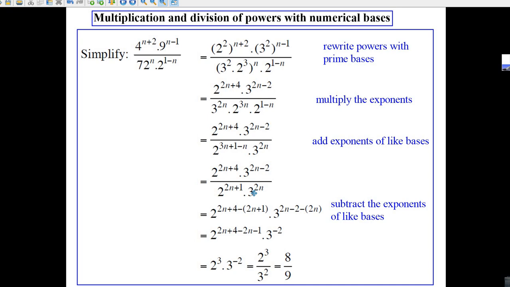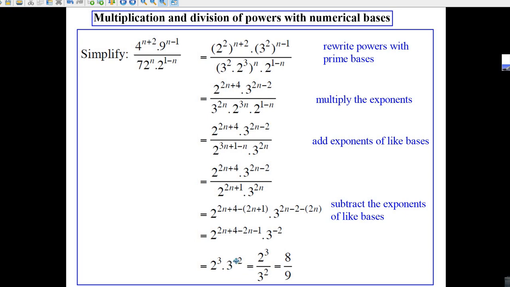When you divide two things with the same base, you subtract their exponents. So 2n minus 2, and then you minus 2n. Well, 2n minus 2n is 0. You just have minus 2. All of this, 2n minus 2n is 0. 4 minus 1 is 3. So there's your answer, 2 cubed times 3 to the minus 2.